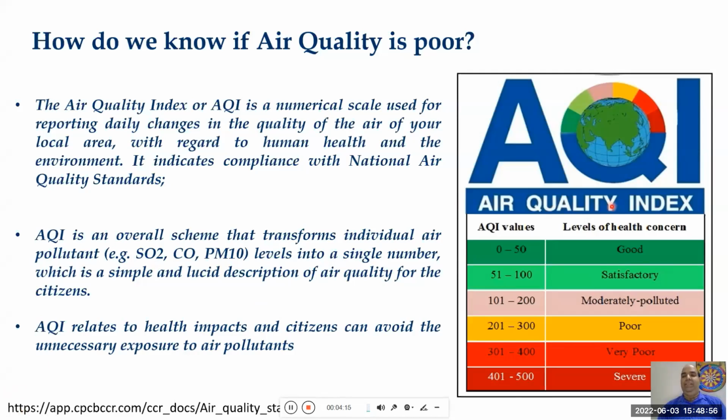So you can see a picture here. This is the air quality index for India, which has categorical labels like good and satisfactory, and the corresponding mapping into numeric values. So there is a range of 0 to 50 which governs the good label and the health concern of the public. AQI relates to health impacts, and citizens can avoid unnecessary exposure to these pollutants.